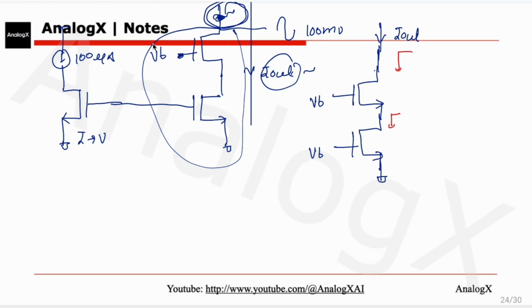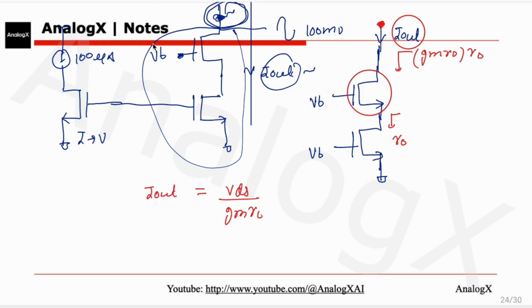If we look from the drain, we see R naught, and if we cascode, that transistor will multiply this R naught with gm R naught. So the total output resistance will be gm R naught into R naught. So what will be the output current I out? I out will be the node voltage here, that is VDS, divided by the total resistance, which is gm R naught into R naught.